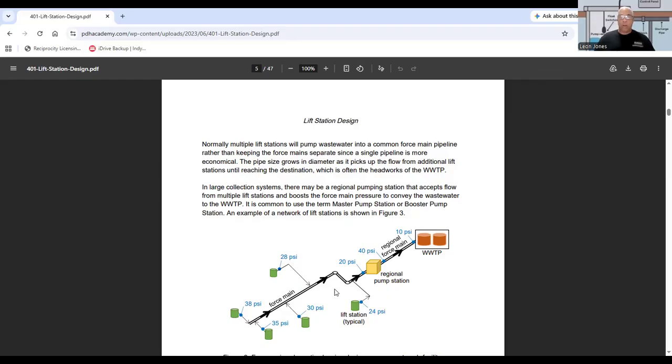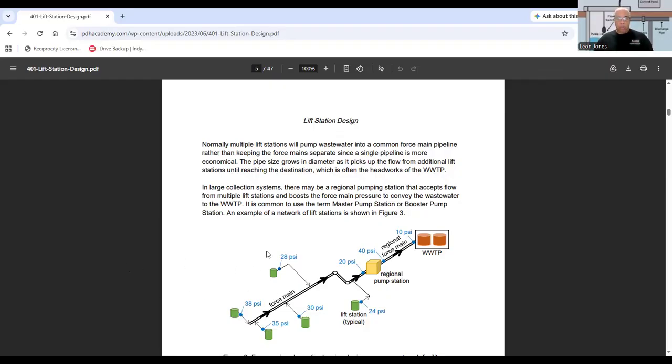Now, in large collection systems, there may be a regional pumping station that accepts flow from multiple lift stations and boosts the force main pressure to convey the wastewater to the wastewater treatment plant. And it is also common to use the term master pump station or booster pump station.